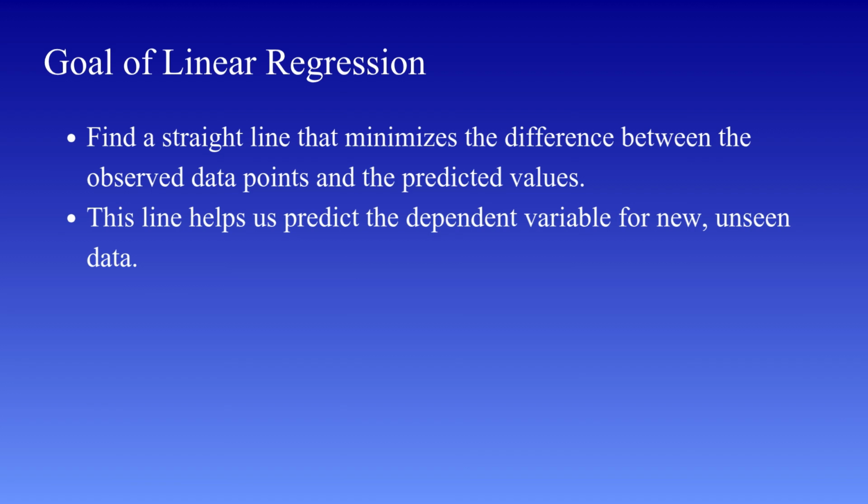The third goal is to minimize the error. In real-world data, predictions are never perfect. So, linear regression aims to find the best possible line that reduces the difference between actual values and predicted values. This is typically done using the least squares method, where we minimize the sum of squared errors.